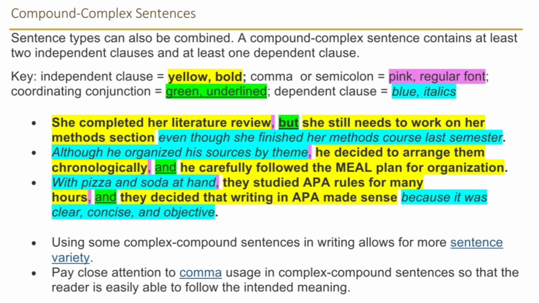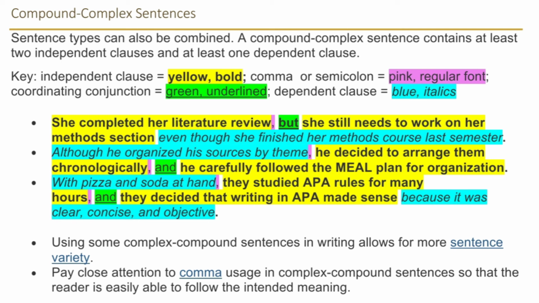and independent clause 2, "she still needs to work on her method section," and the dependent clause is "even though she finished her method course last semester." It contains two independent clauses and one dependent clause. This is an example of a compound-complex sentence. It combines compound and complex.